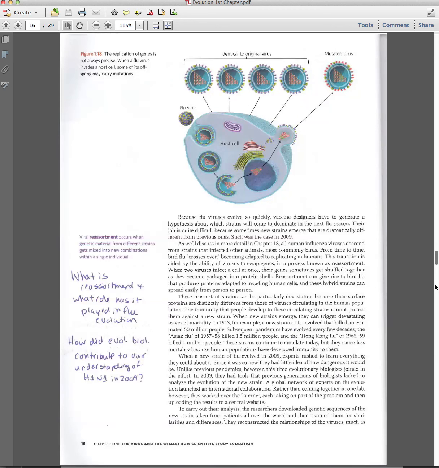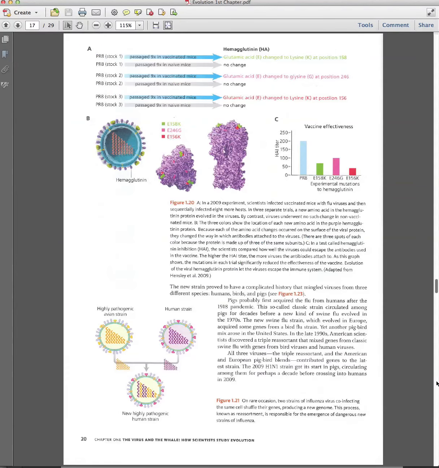Next I have, what is reassortment? What role has it played in flu evolution? How did evolutionary biology contribute to our understanding of the H1N1 in 2009? They spend a lot of time on this in the text, so make sure you have a specific answer to this. It may be a couple of ways that evolutionary biology contributed, but 2009 showed a very different way of using evolution to understand emerging infectious diseases. It's a very good example.